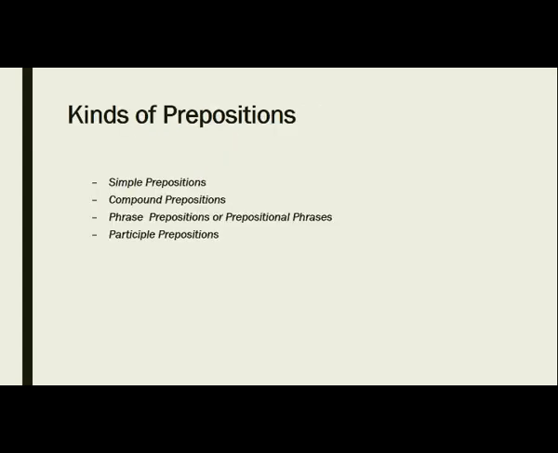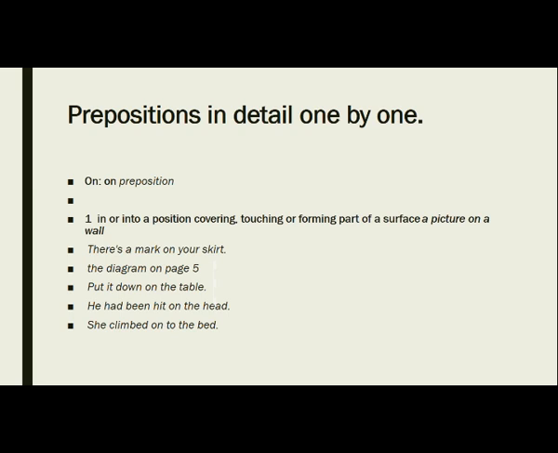Now let's see how many kinds of prepositions there are. Generally there are 4 kinds of prepositions with regard to their formation: simple prepositions, compound prepositions, phrase prepositions or prepositional phrases, and participle prepositions. First we will go through the simple prepositions. What are simple prepositions? Now we will go through the prepositions in detail one by one.